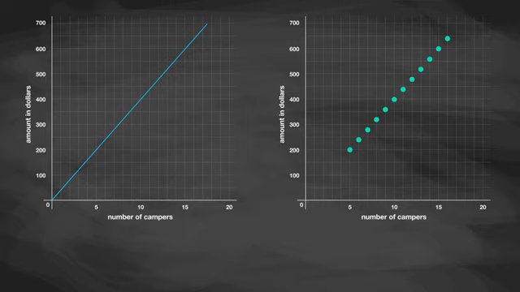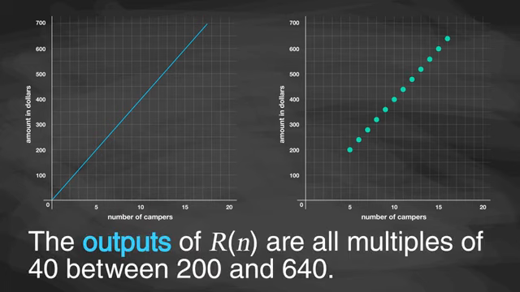The second graph could represent function r. The first graph could not represent function r because it includes fractional n values, which don't apply in this situation. For the second graph, describe the set of all possible output values of r. The outputs of r are all multiples of 40 between 200 and 640: 200, 240, 280, and so on.